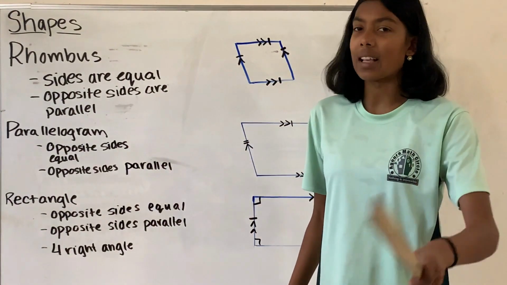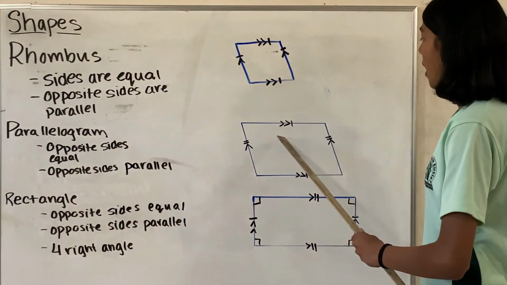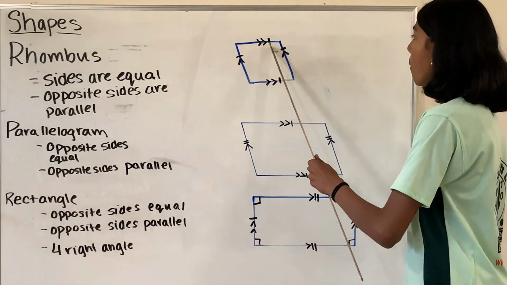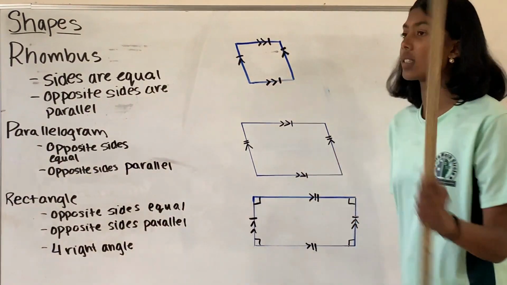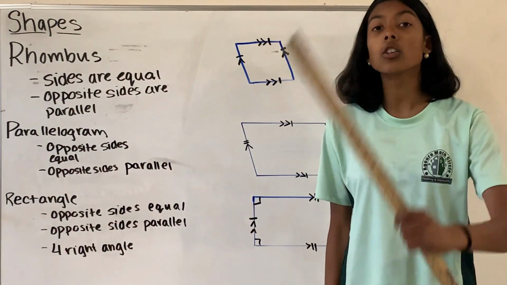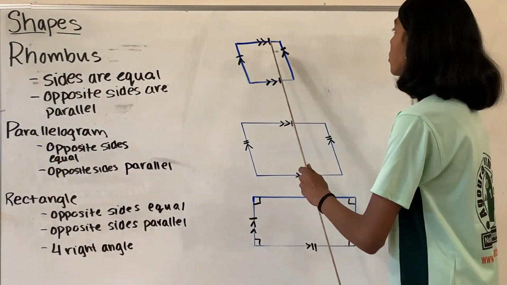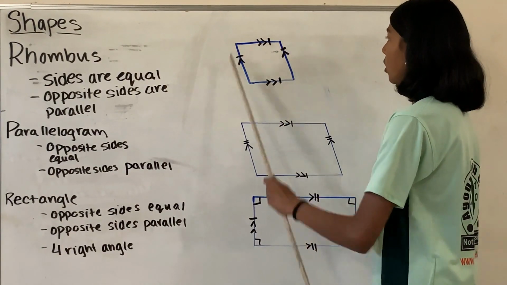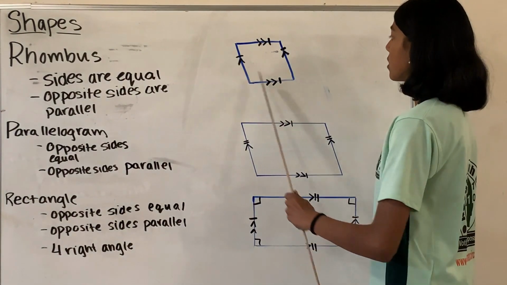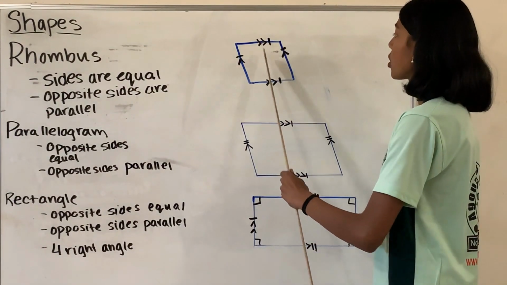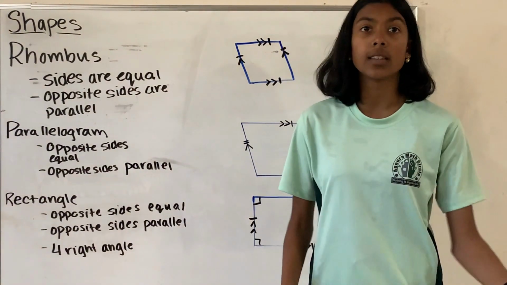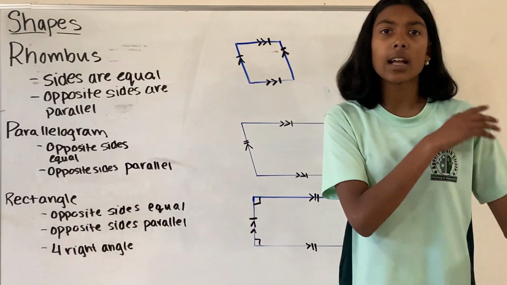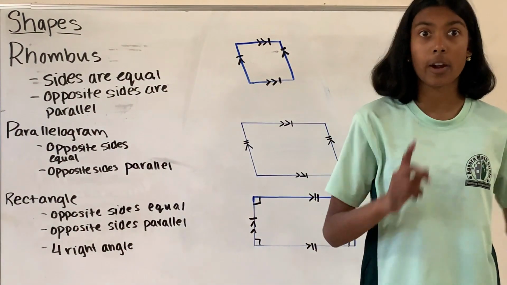And one last thing. If you guys are confused about these markings, this is what it means. So if you see a straight line like that across the side, that means all the sides that also have that marking are equal to it. So this thing has 1, 1, 1, 1. All sides are equal. And then we have these arrows. If there's 2 arrows, that means the other lines with 2 arrows are parallel to that first line. If there's 1 arrow, all the other lines with 1 arrow are parallel to that 1 arrowed line.